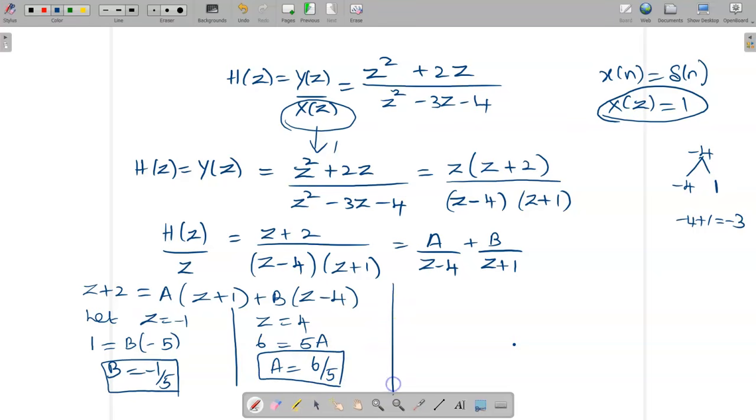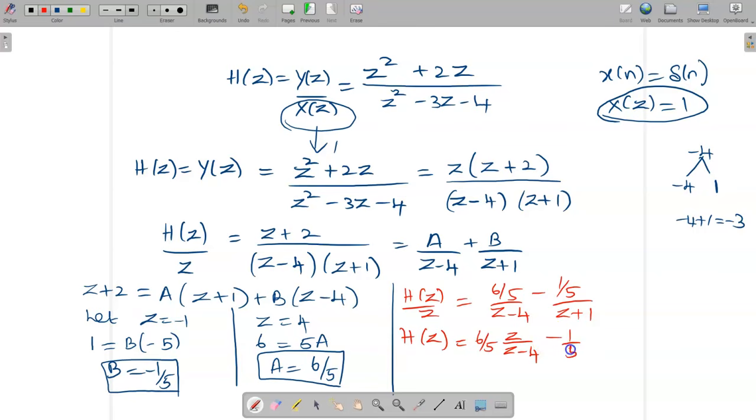So, once we have determined the a value, b value, let us substitute in the h of z. Okay. So, h of z is given by, h of z is 6 by 5 divided by z minus 4 minus 1 by 5 divided by z plus 1. Take z to the right hand side now, because we are going to find out h of z. So, 6 by 5 is constant, z by z minus 4, minus 1 by 5 is constant, take z to the right hand side. So, z by z plus 1. Okay. So, now apply inverse z transform for the whole term.